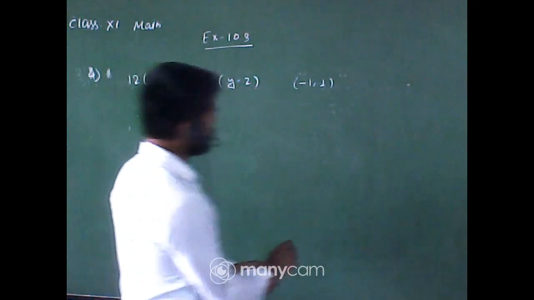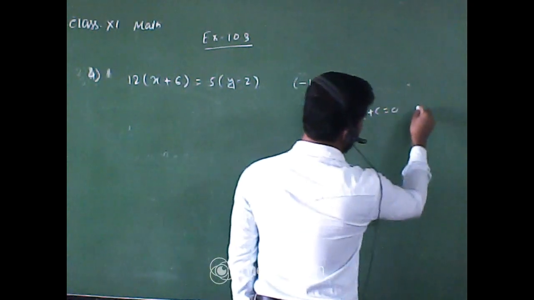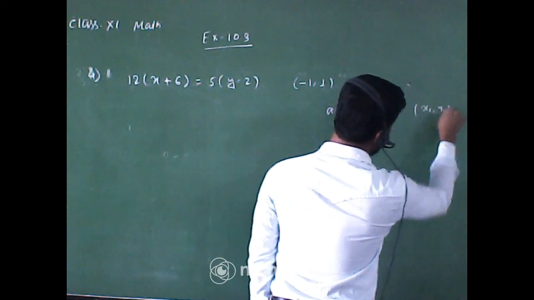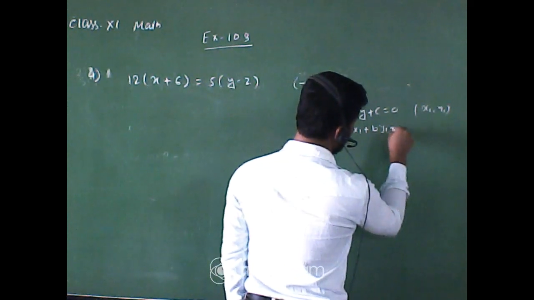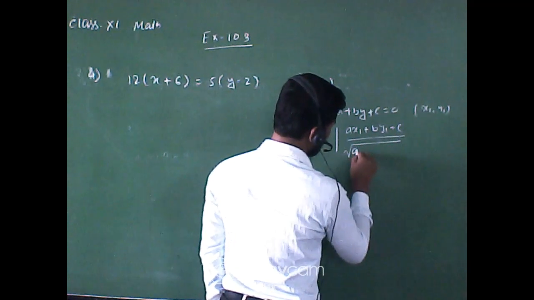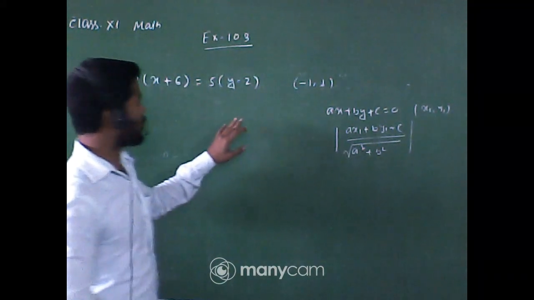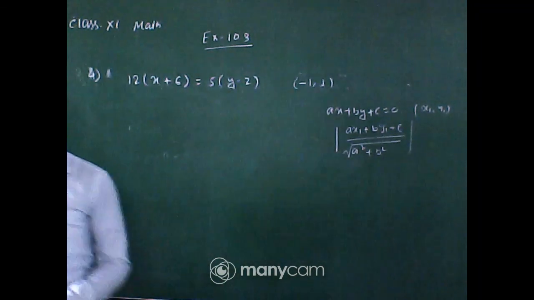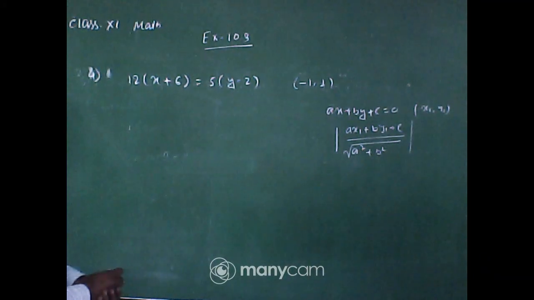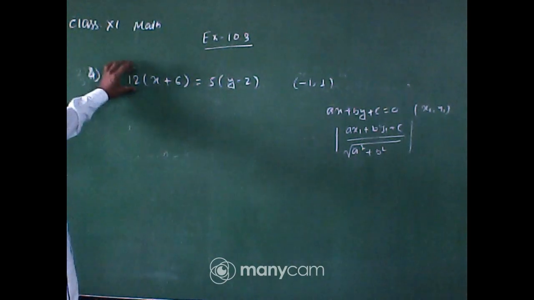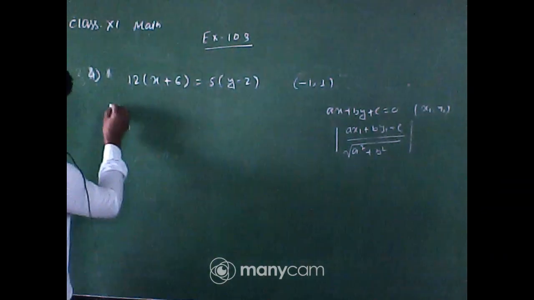See how to find the distance. Okay, we know the formula. The distance of a line ax plus by plus c equal to 0 from a point, suppose x1 comma y1, is mod of ax1 plus by1 plus c by root over of a square plus b square. We'll use this formula to find the distance of this point from this straight line. First reduce this equation into the standard form, ax plus by plus c equal to 0. So first do the multiplication.